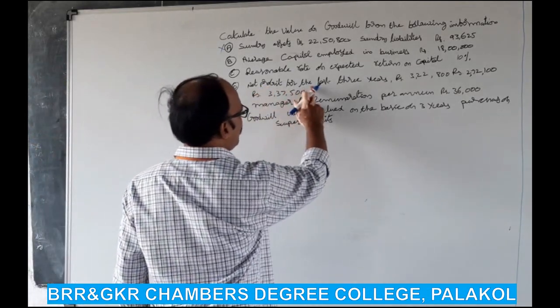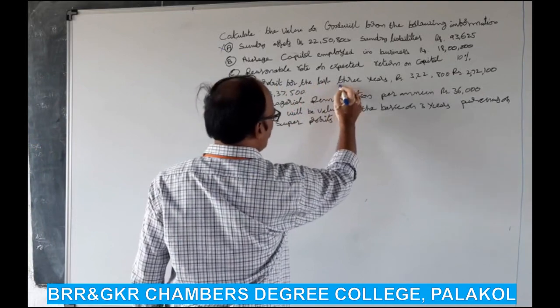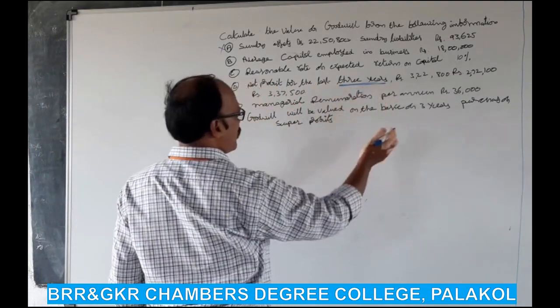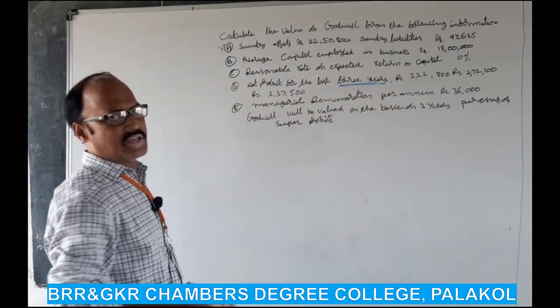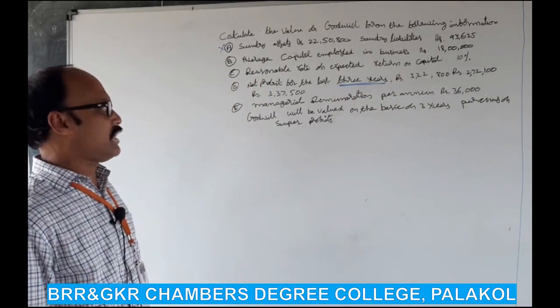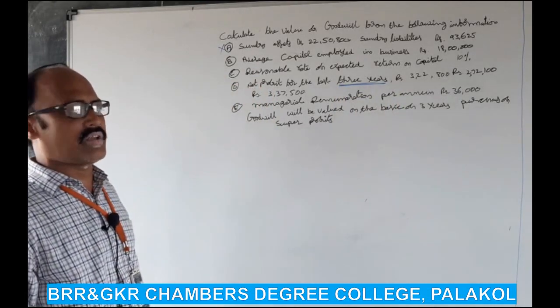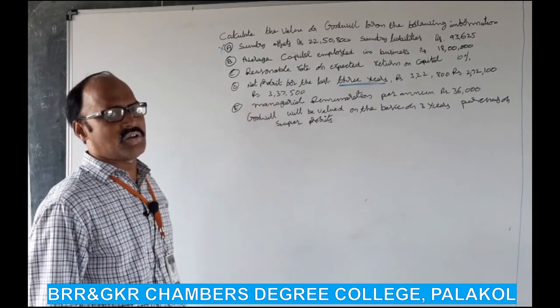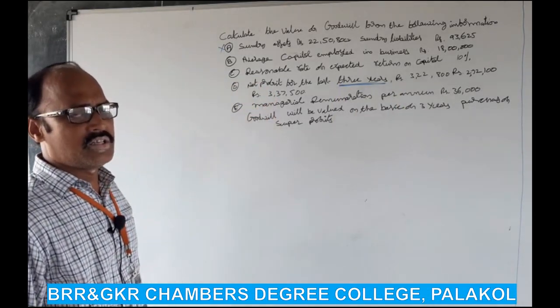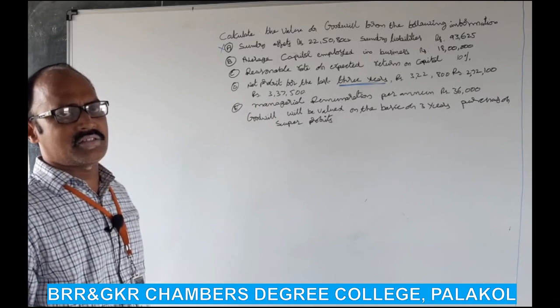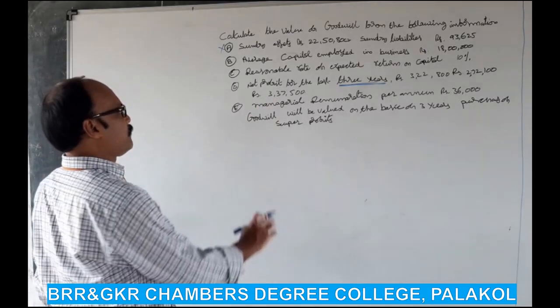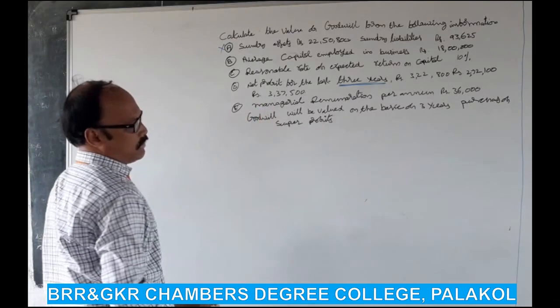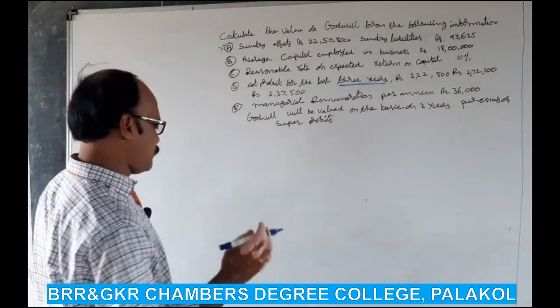Net profit for the last 3 years. The last 3 years net profit is: first year 3,22,800, second year 2,72,100, third year 3,37,500. This information is regarding 3 years profits. Managerial remuneration is available, rupees 36,000.